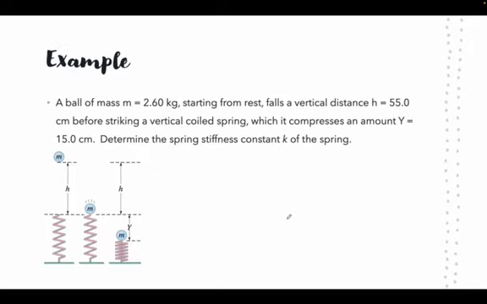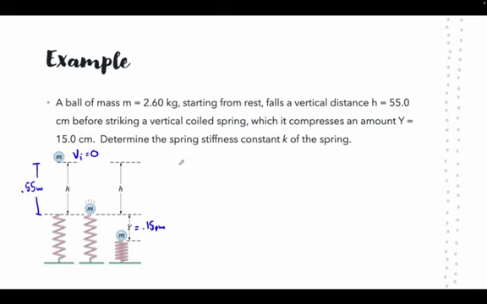All right. Let's try this next example right here. A ball of mass 2.6 starting from rest. So the velocity here is 0. Falls a vertical distance of 55 centimeters, or 0.55 meters, before colliding vertically with a spring which compresses an amount of 15 centimeters. Okay, sorry. Determine the spring constant.